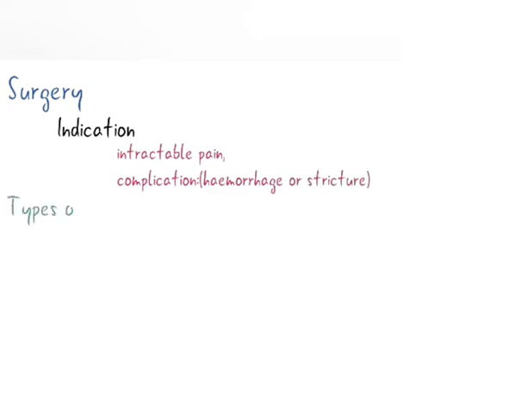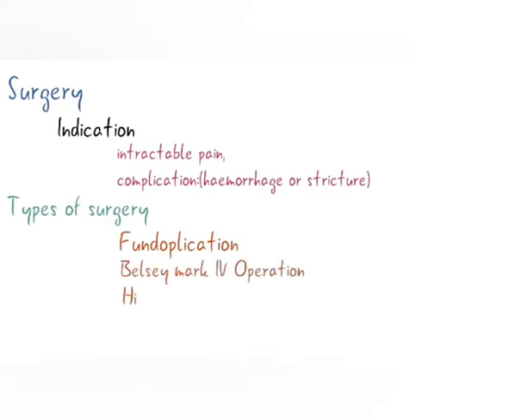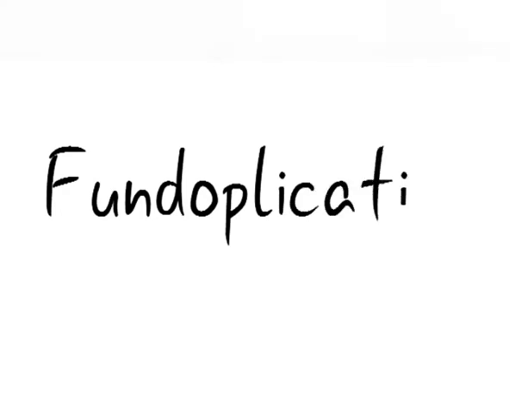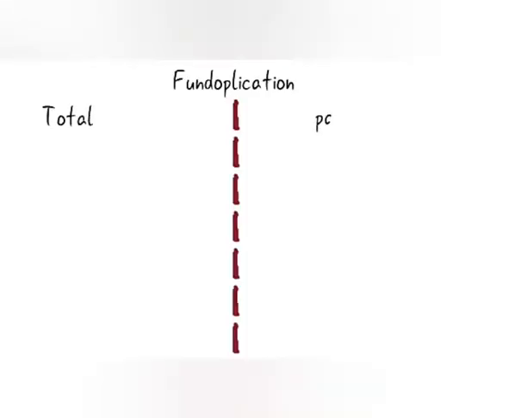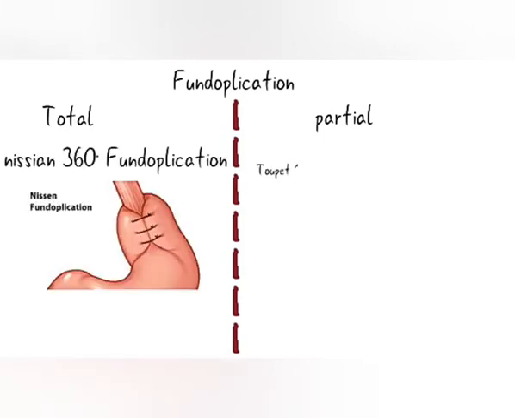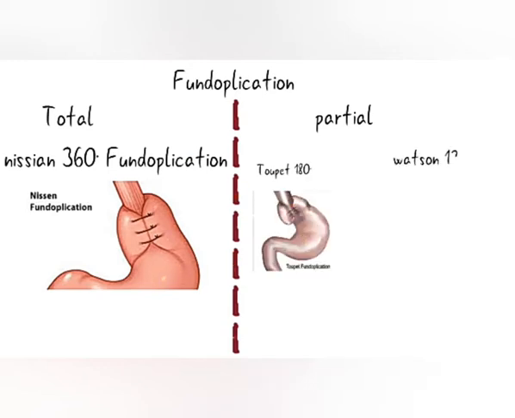Now we will see the types of surgery. The types of surgery are fundoplication, Belsey Mark IV operation, Hill's repair. Fundoplication, fundus plication, wrapping. The fundus wrapping. Fundoplication is of two types, total and partial. Total is Nissen 360 fundoplication. Partial is Toupet 270 degrees fundoplication, Watson 120 and anterolateral, Dor anterior partial, Rossetti Hill total anterior fundoplication.